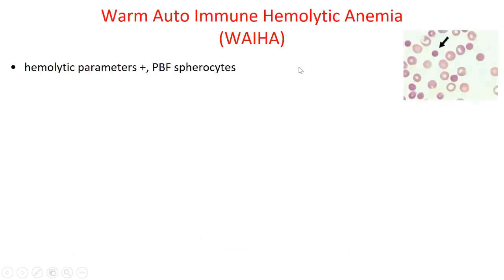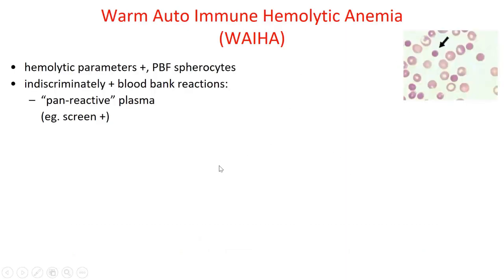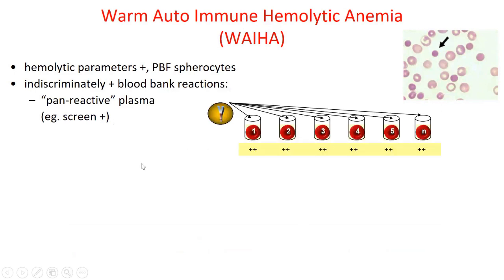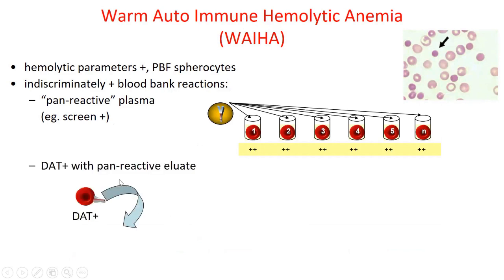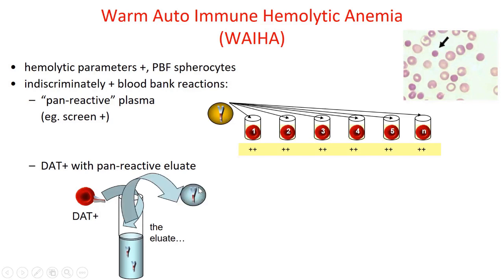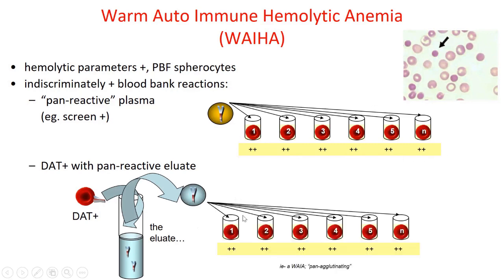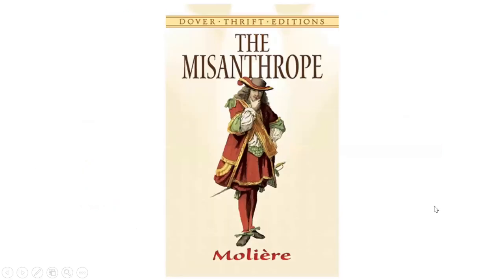So here are the spherocytes on his blood film. And yes, he has indiscriminately positive blood bank reactions. He has what's known as a panreactive plasma. The DAT is positive, and when we create a solution, when we strip off the antibodies that are bound to that red cell surface, that's called an eluate, and we treat it the way we did the plasma in reacting it against informative reagent red cells, we find that same indiscriminate panagglutinating look. And so these are like misanthropes.